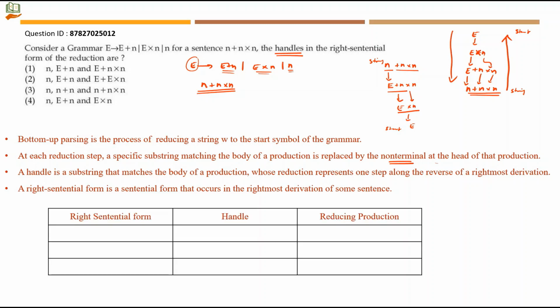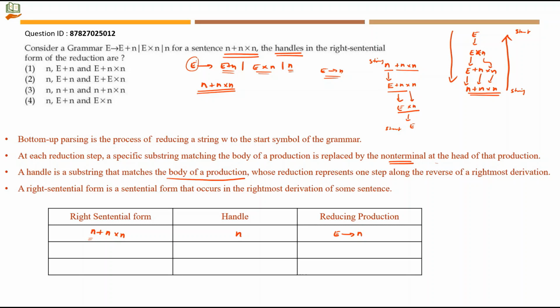Let's have the right-sentential form here and the handle that is going to be matching the body of the production, and the reducing production will be given in the third column. So let's start with the complete sentence given here. This is what is given in the question, n plus n into n. The first handle that we are going to replace with the production will be the first n. It is going to get replaced as e. So the production that helps us do this is e derives n, or e produces n. This production is going to do that.